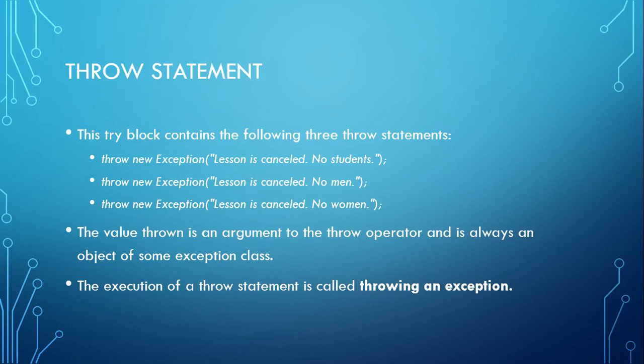We had a throw new exception, lesson is canceled, no students. Throw new exception, lesson is canceled, no men. And throw new exception, lesson is canceled, no women. All right, it's broken down into those 3 categories because that's the way that we want it to be. The value thrown then is an argument to the throw operator and is always an object of some exception class. The execution of a throw statement, therefore, is called throwing an exception.